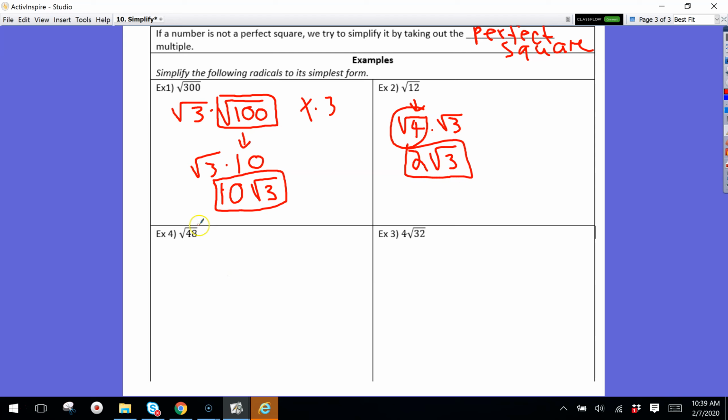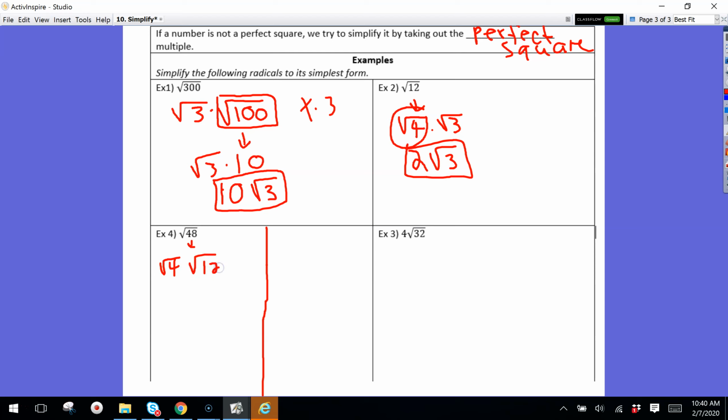Okay, now this next example right here, I have the square root of 48. There's actually 2 ways to do this. So I'm going to just put a line here to show you both ways. One way is you could think of the smaller perfect square first, and you could say, oh, 4 goes into this. So I'm going to split this up into 4 times 12.